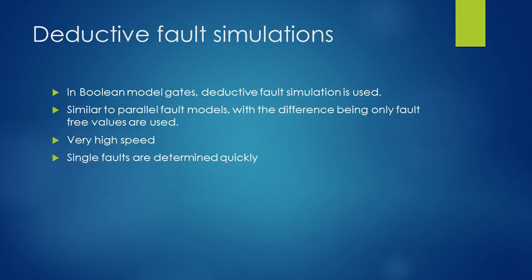Deductive fault simulations. In Boolean model gates, deductive fault simulations are used. Similar to parallel fault models, with the difference being only fault-free values are used. So in this case, half the time is used, because it uses only fault-free values, whereas in parallel or broadside loading it uses fault-free values and the test vectors, which would contain a fault as well. This results in a very high speed for testing, and single faults are determined very, very quickly.